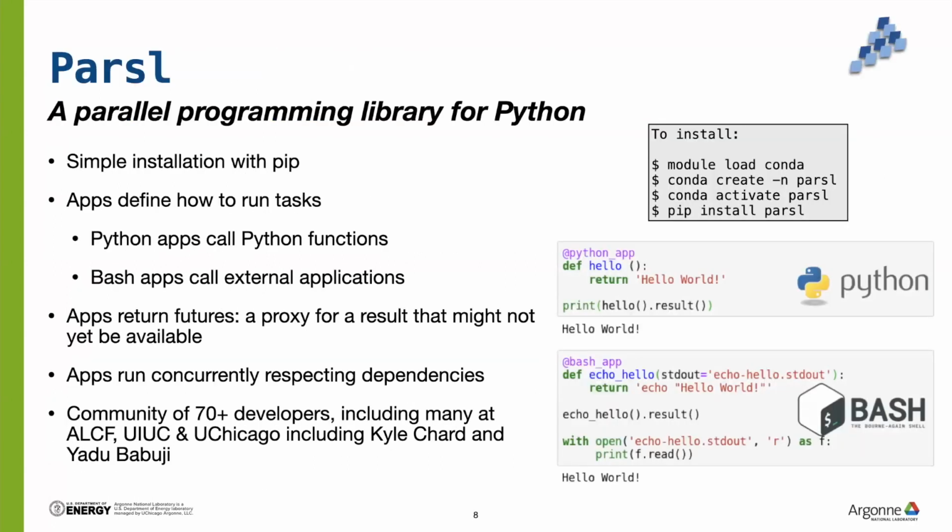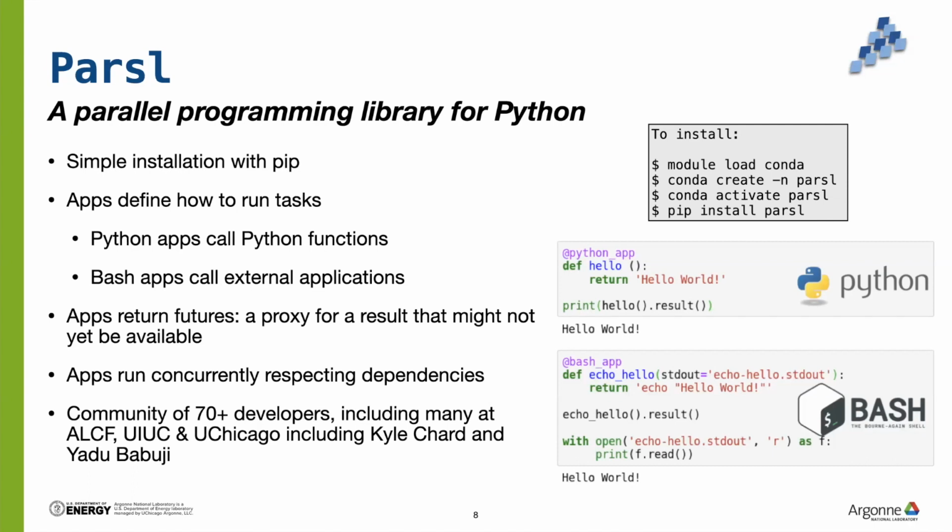So let's start talking about some tools and how to use them on our machines. So we'll start with a tool called Parsl. This is a parallel programming library for Python. You can install it in a conda module or in a Python virtual environment using pip.